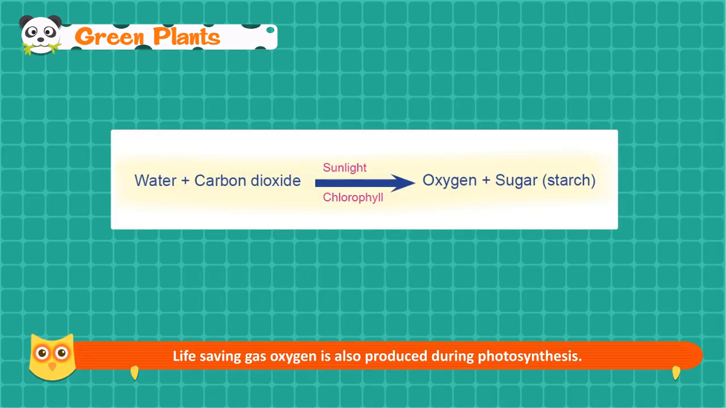Life-saving gas oxygen is also produced during photosynthesis. Water plus carbon dioxide in the presence of sunlight and chlorophyll gives oxygen plus sugar, starch.